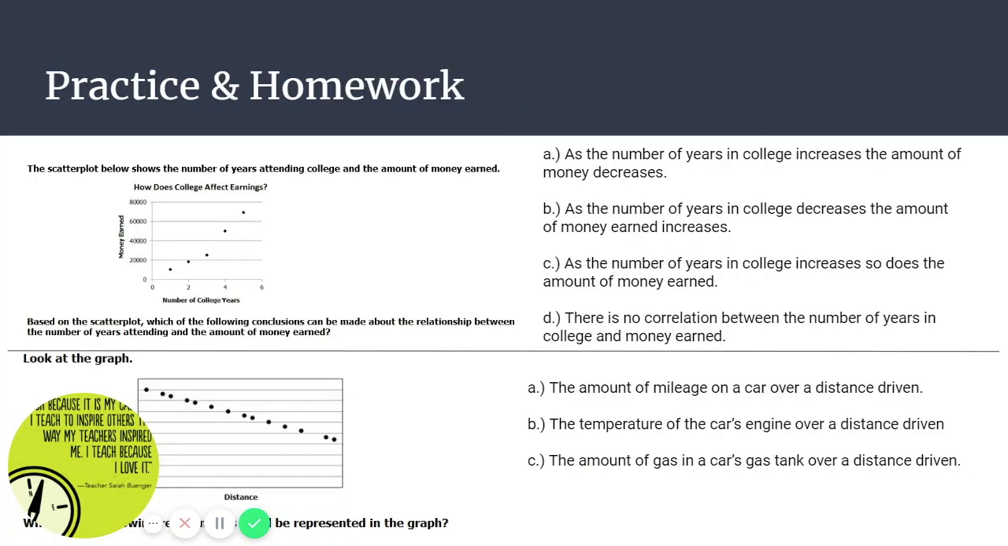Next, we have our practice and homework questions. If you look here, you will have 2 questions. The first scatter plot shows the number of years attending college and the amount of money earned. Based on the scatter plot, which of the following conclusions can be made about the relationships between the number of years attending and the amount of money earned? And the second question, you're supposed to look at the graph and determine what data is represented in this graph.